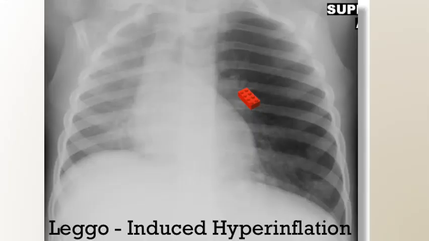This next slide has been enhanced a little bit with color, but this is a picture of a child who aspirated a Lego. Of course, they didn't see this red Lego; they put color to this. But you can see how the side of the lung in which the Lego is in is much bigger, so we call that hyperinflated from the opposite side.